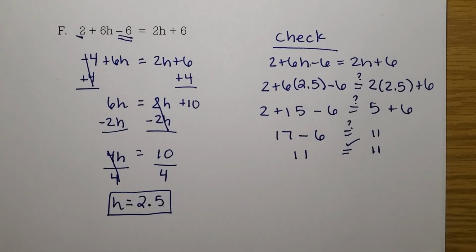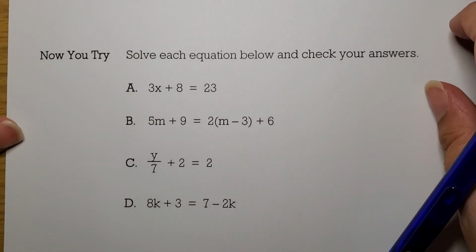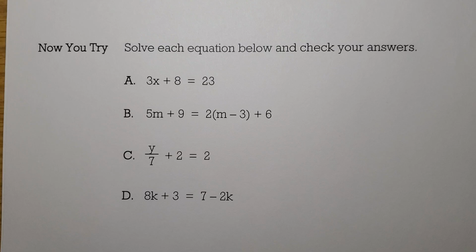All right. So I've got a few questions for you to try on your own. Solve your equations and check your answers. Remember, you're going to use the addition property first to get all the letters on one side, all the numbers on the other, and then use that multiplication property to get just the number by itself.